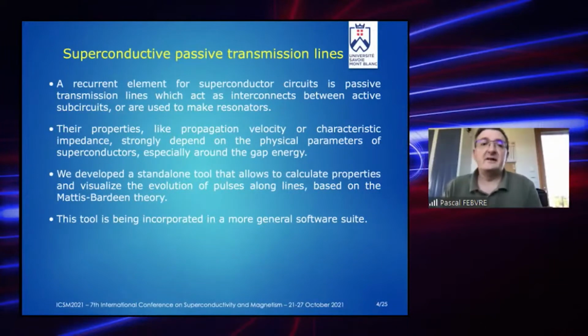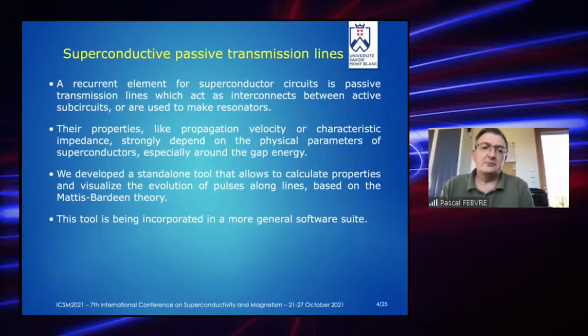Superconducting passive transmission lines are really necessary elements for different kinds of systems, mostly because for digital circuits they are interconnects, and so they appear between logic gates and they need to be simulated correctly. And for qubits, you also have transmission lines that are often used as resonators, and one needs accurate models to know their behavior, to adapt the environment of qubits. And their properties, like propagation velocity or characteristic impedance, strongly depend on the physical parameters of superconductors, especially around the gap energy where a lot of things are happening.